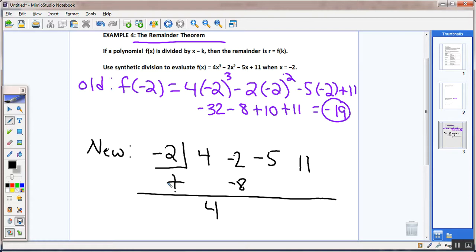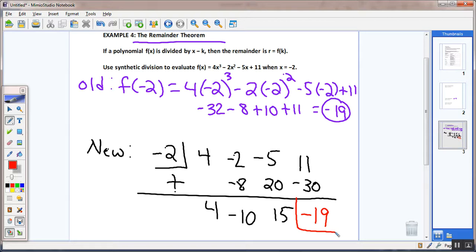So then -2 plus -8 is -10. Then -10 times -2 is 20. And then that's 15. 15 times -2 is -30. And -30 plus 11 is -19. How does that compare to what we thought the answer might be? The remainder here was what, kids? -19, and -19 was our evaluation, right?